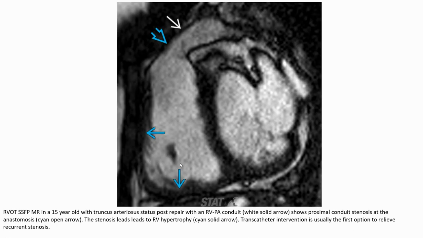This echocardiogram also shows proximal conduit stenosis at the anastomosis. The stenosis leads to right ventricular hypertrophy. Transcatheter intervention is usually the first option to relieve recurrent stenosis.